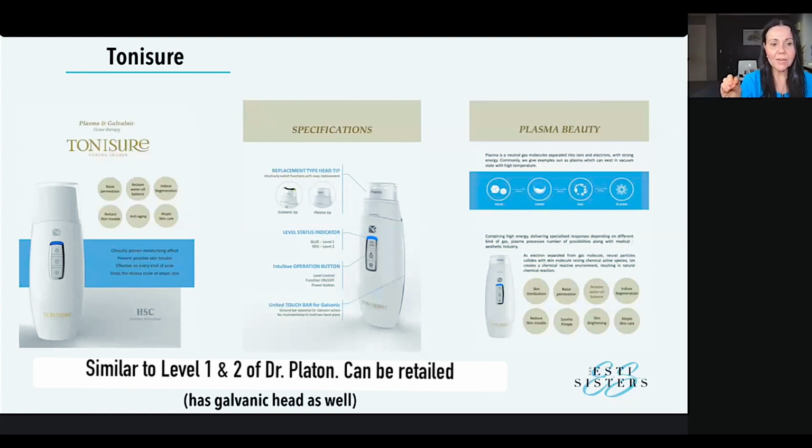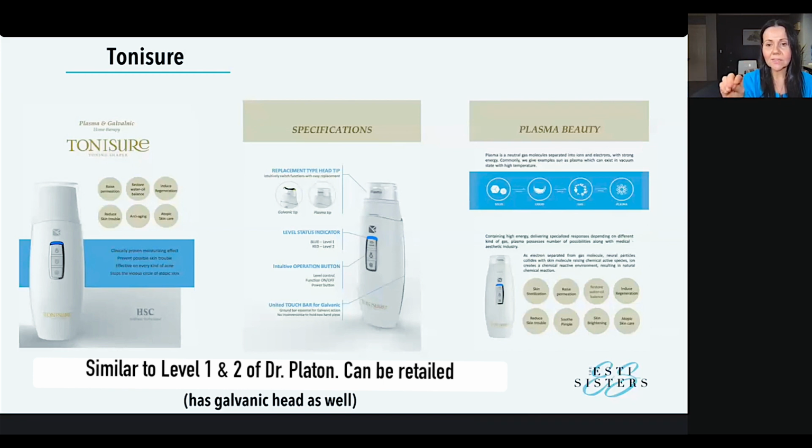Okay. So the Tanisher has 2 levels to it. And I have a complete demo in the Esti Sisters group on how to use this device. So we're not going to go through this device tonight on how to use it, but we have a full demo. It still is used for brightening, tightening. But again, it compares to level 1, 2 on the DrPlaton. So what does that mean? It just means you're going to need more treatments, more frequent treatments. The Tanisher is safe enough to use daily at the low level.